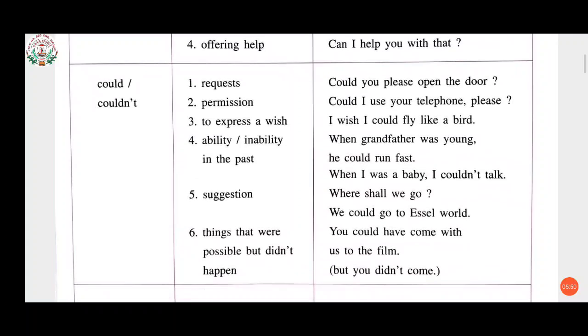Now see, students, could and couldn't. Where can we use could and couldn't? The uses given here are request, permission, to express a wish, and ability and inability in the past, not in the present.